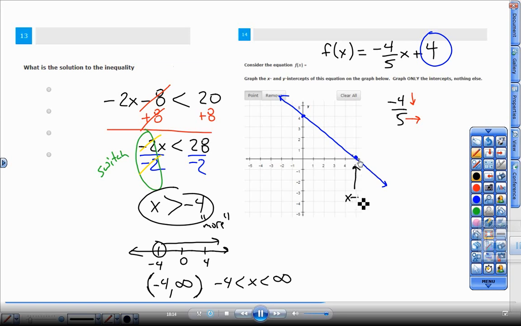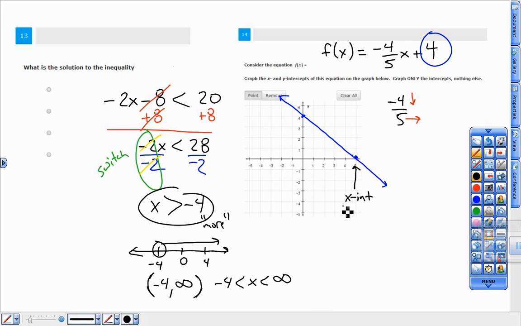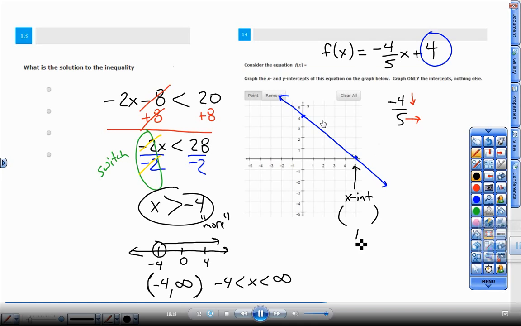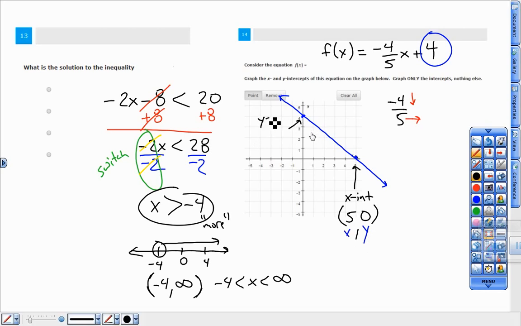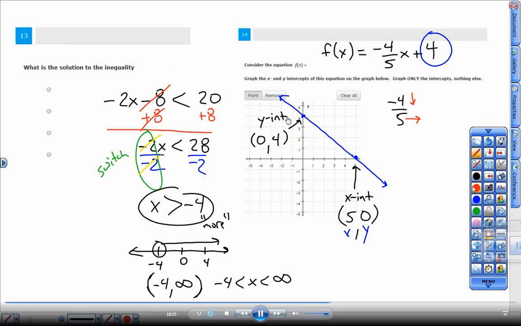I need you to memorize that. For the x-intercept, no matter where it crosses the x-axis, the y-coordinate is always 0. 5, 0, 4, 0, all these. For the x-intercept, I want you to memorize that. So think opposites. Y-intercept, x is 0. X-intercept, y is 0. Memorize that.